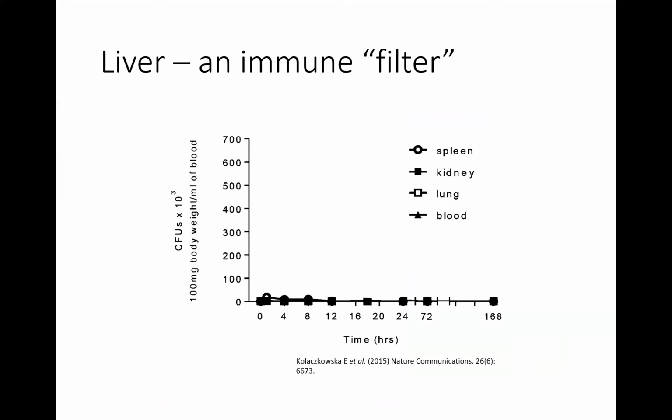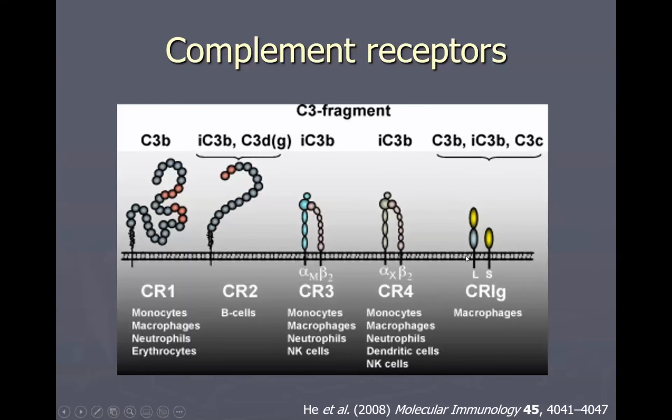And the reason they can do that, and they can do that better than any other macrophage, is because they have certain receptors. So if you take a look at the liver and you inject 5 × 10⁷ Staph aureus, the majority of it ends up in the liver.